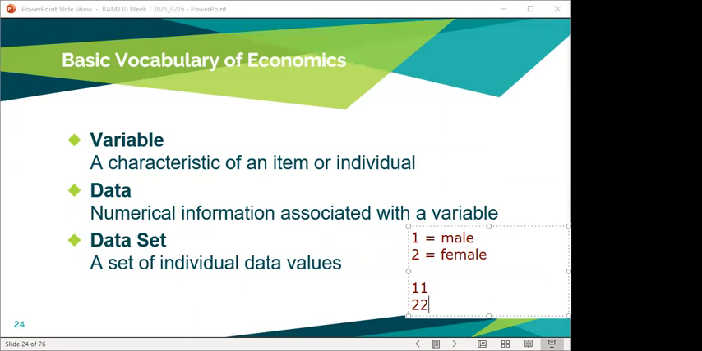And then finally, the data set contains those values. And so if we're going to have ages, and I'm not going to suggest anybody puts their age in the chat window, but if we did, then we would have the variable age. The data would be the total number of years that you've attained in your age. So we probably wouldn't use a decimal. And then the data set would just be the combination of ages associated with this.